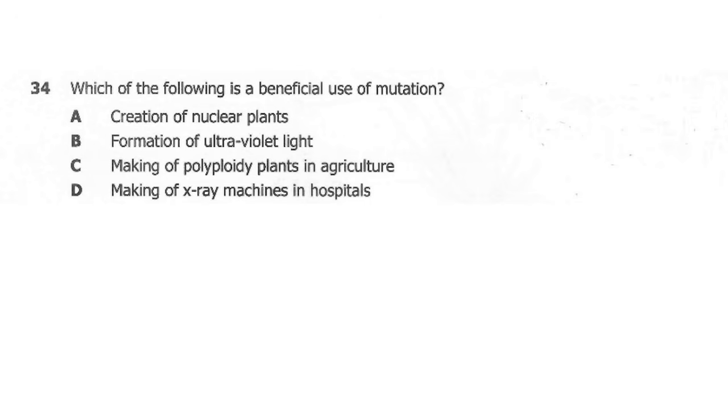Well done, chat. The correct answer here is C, making of polyploid plants in agriculture, because agriculture likes producing larger fruits. For example, tomatoes will normally be bigger if they contain more chromosomes. If they have more chromosomes, they are referred to as polyploid plants. So oranges and grapes, which are polyploid, end up producing bigger fruits.